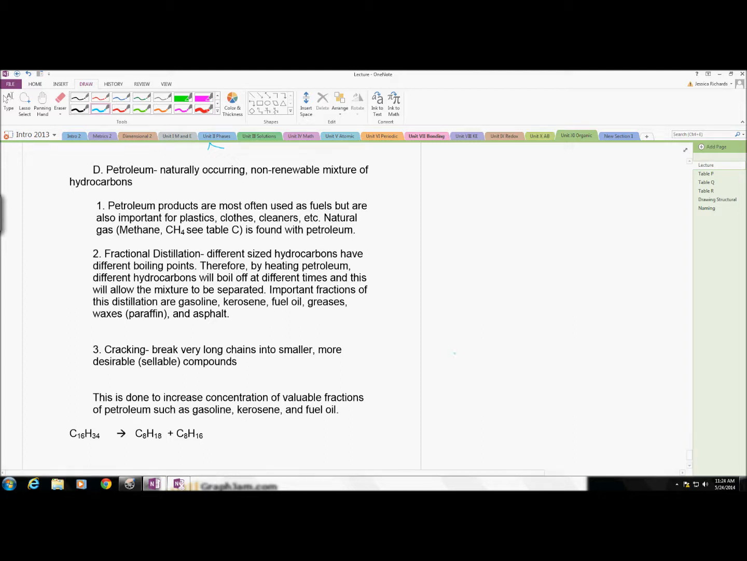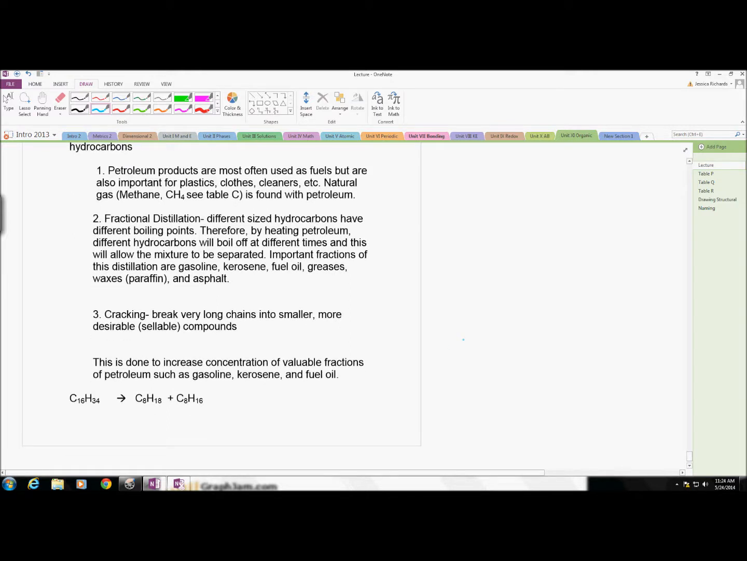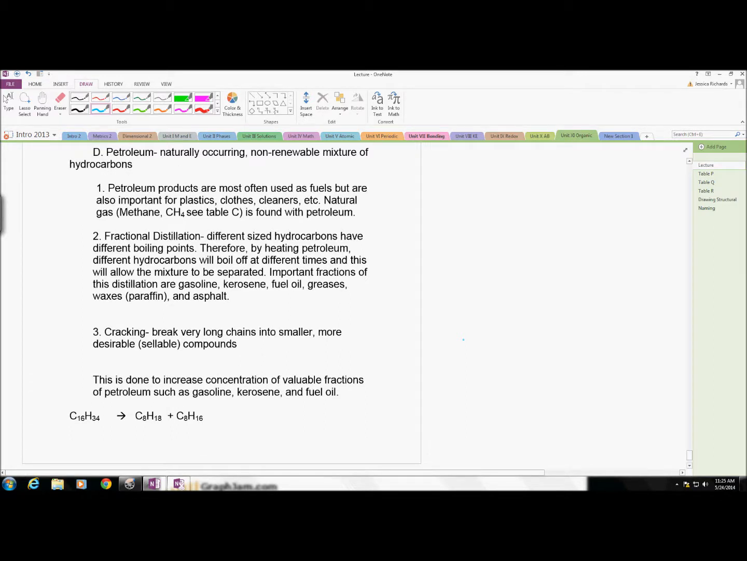They have another process called cracking, where large molecules that maybe wouldn't be of value to us can be split and broken into smaller molecules that would be valuable to us. Like we can increase the octane rating in a gasoline by cracking some of these larger molecules into the smaller 8-carbon chains. The biggest takeaway for petroleum is to understand that it is a mixture and that we use distillation to separate out the separate fractions.